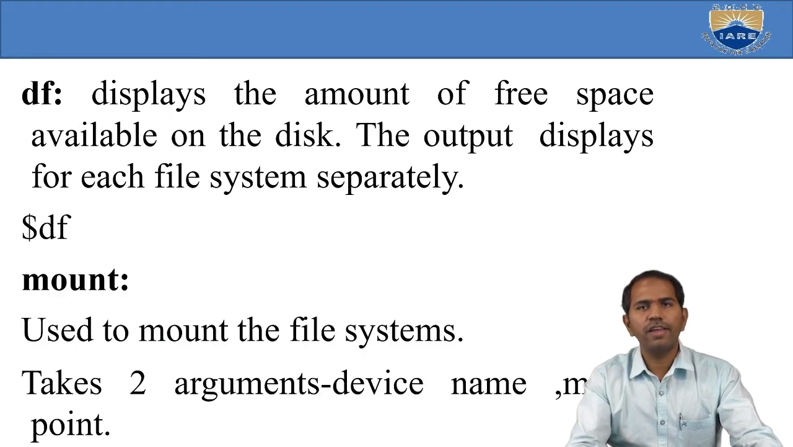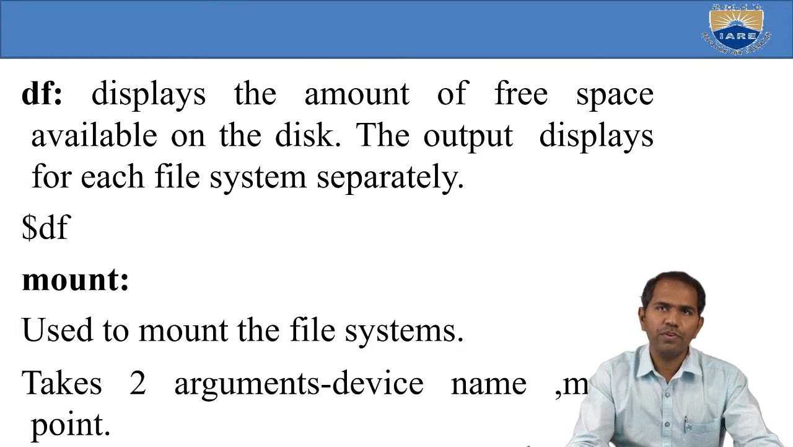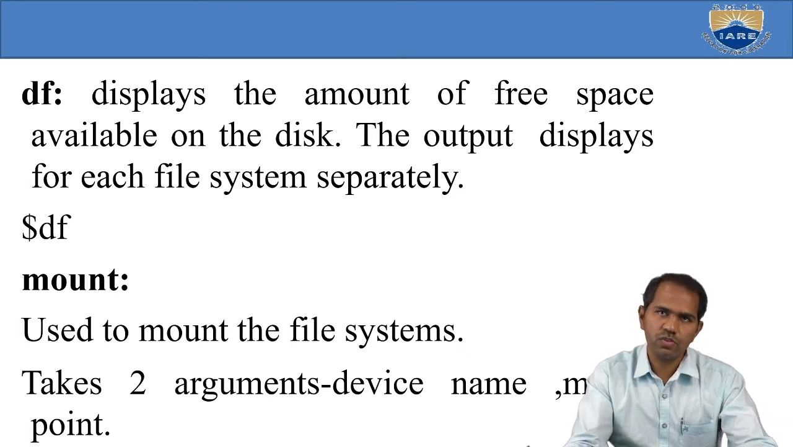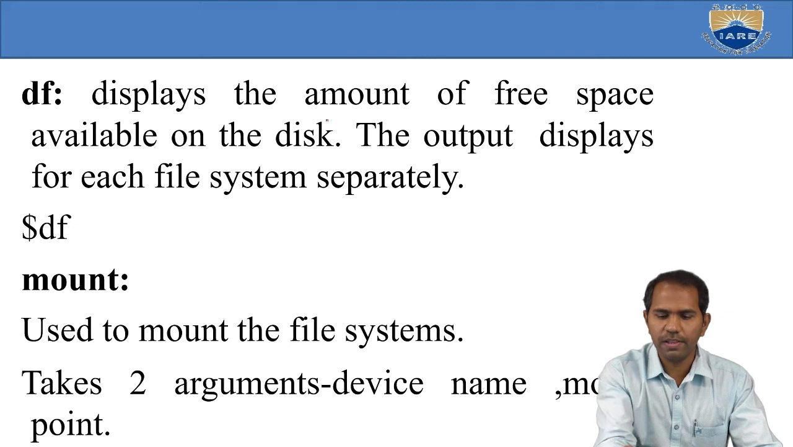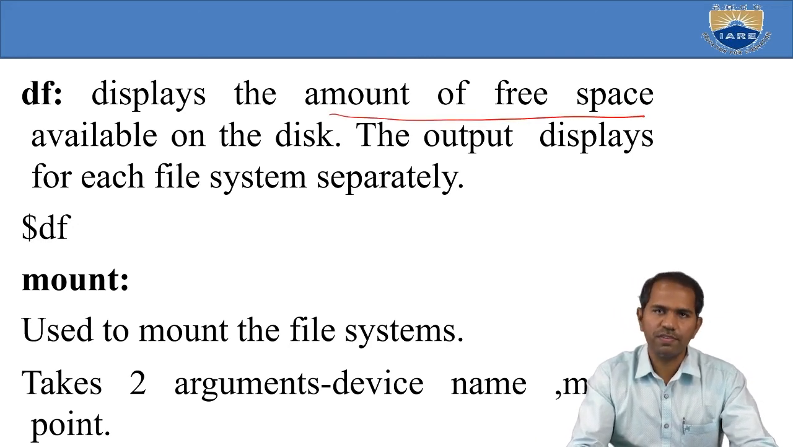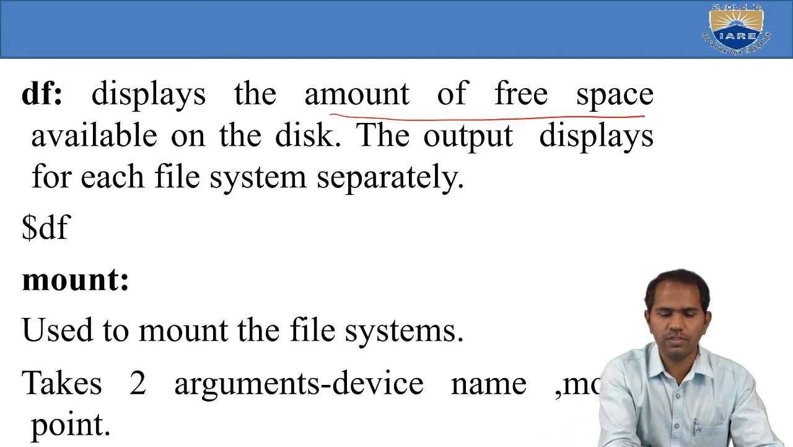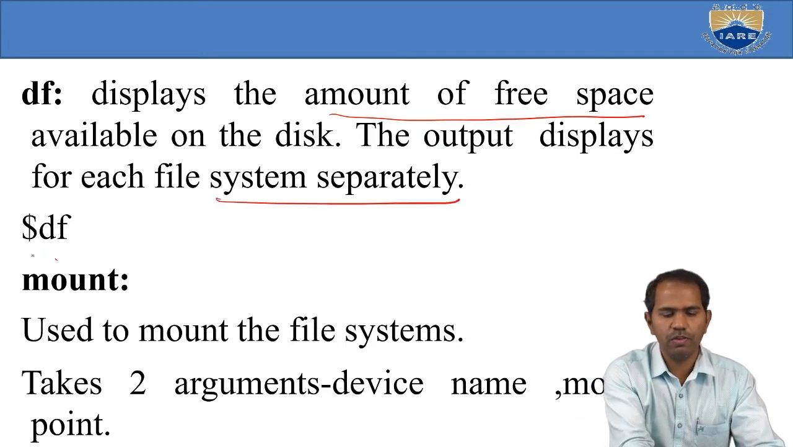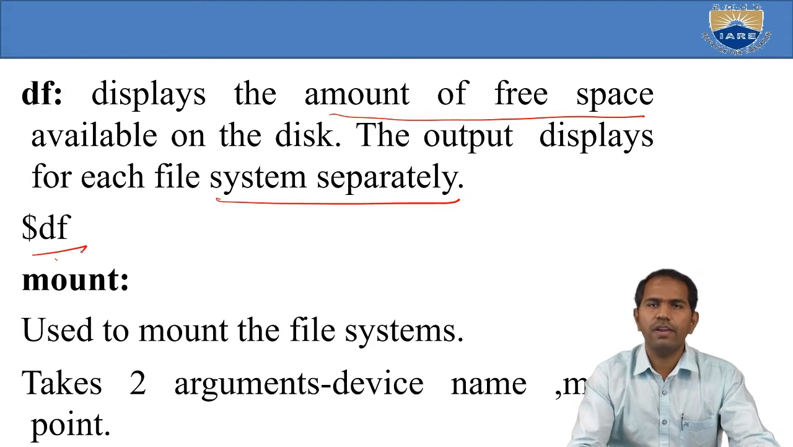And the second thing is df. It displays the amount of free space. The first one is disk usage, and this one displays the amount of free space available on the disk, how much free space is still available after storing our files. The output is displayed for each file system separately. So now simply use df to see how much free space is available on our disk.